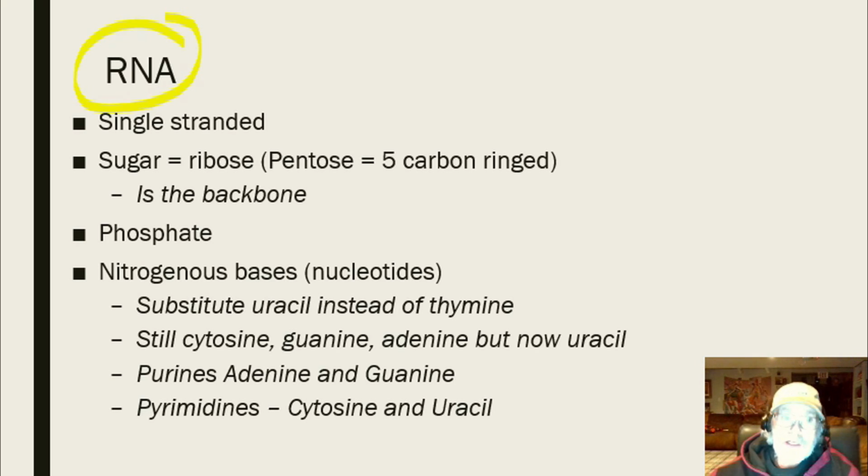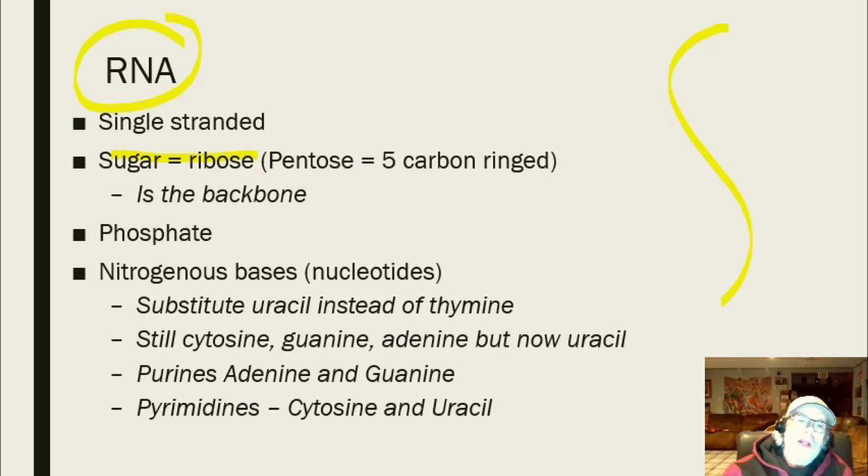Now RNA stands for ribonucleic acid. Basically it's a ribose sugar, but only a single strand, like we showed before from Game of Thrones. Ribose is basically a 5-carbon ringed sugar. It's the backbone. It has phosphate just like the DNA did, and it has nitrogenous bases. Well, almost like the DNA. It still has cytosine, guanine, and adenine, but instead of thymine, it has something else called uracil. So there's no thymine in RNA. Uracil takes the place of thymine.